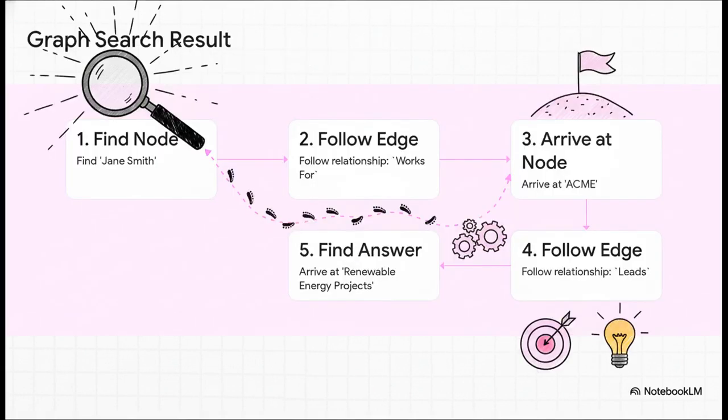Then the enthusiast shows us how GraphRAG does it. And wow, just look at this. It doesn't guess. It follows a path. It finds the Jane Smith node, then it follows the works for relationship right to the Acme node. From there, it follows the leads relationship directly to the project. The answer is precise, it's accurate, and you can trace every single step.